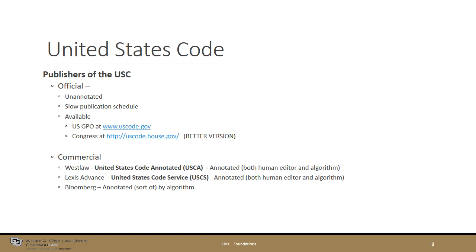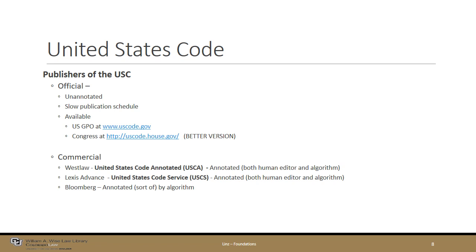Of course, the commercial publishers have stepped in. Westlaw publishes the United States Code as the United States Code Annotated. Unlike the US Code, this actually is an annotated code where both human editors and algorithms identify cases and other secondary authority that's relevant to those code sections. Lexis Advance has its version of the United States Code. It's called the United States Code Service. You'll see it abbreviated as USCS. Again, it's an annotated code.